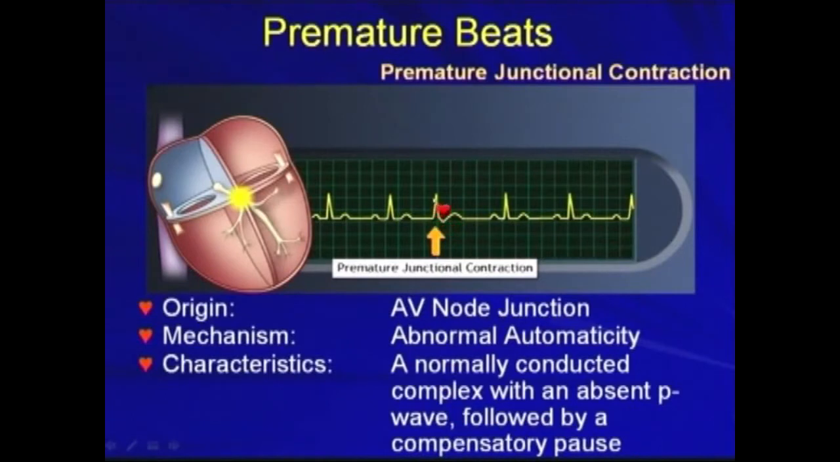Here is a normally conducted narrow QRS complex with absent P wave, followed by a compensatory pause. You cannot see any P wave here, just a normal QRS complex. Or the P wave is buried in the QRS complex, or immediately before or immediately after the QRS complex.